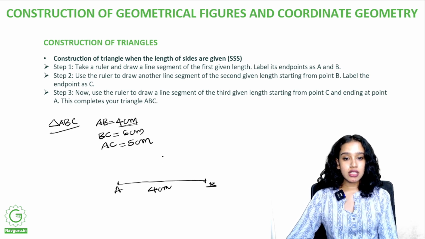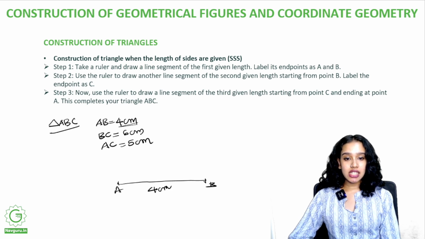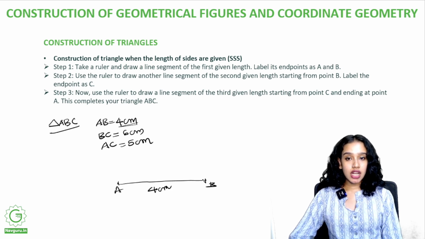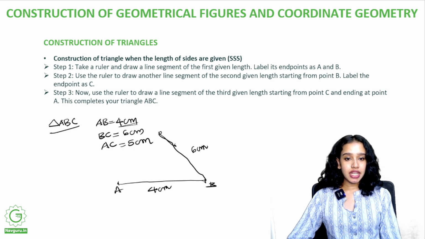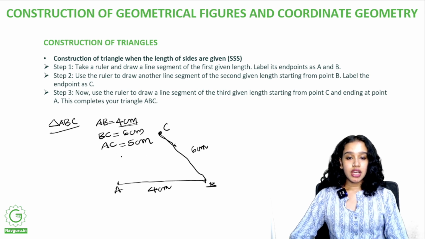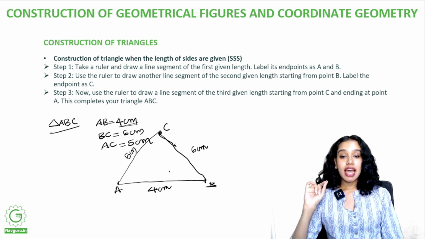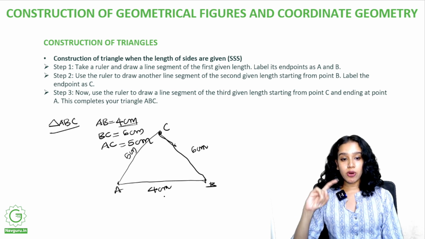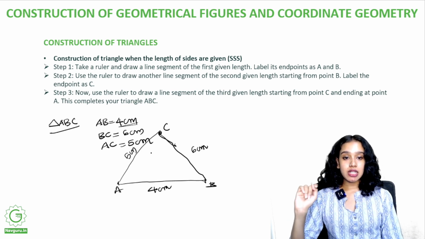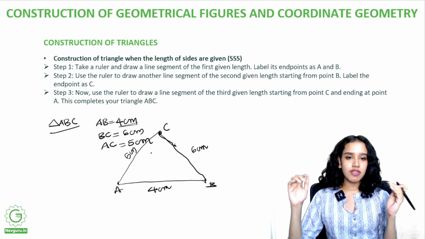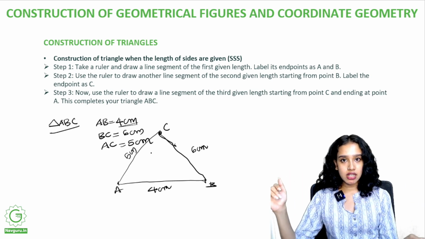Now, what will we do next? We'll take the side BC at 6 centimeter. So, this is B. So, we'll start from B and draw a line about 6 centimeter. So, this is 6 centimeter and we'll name the other point C. And now, we'll draw a line from A to C, which is 5 centimeter. We'll keep a ruler and we'll draw all these three lines, and then we'll get a triangle whose sides are 4 centimeter, 6 centimeter and 5 centimeter. So this is a pretty easy construction. We just require a ruler and a pencil, right?